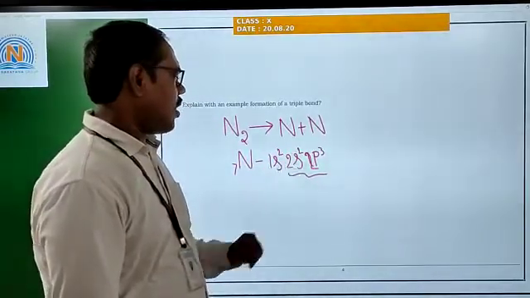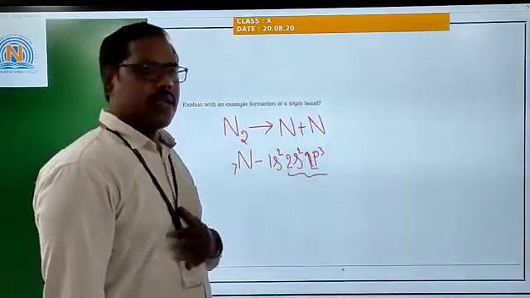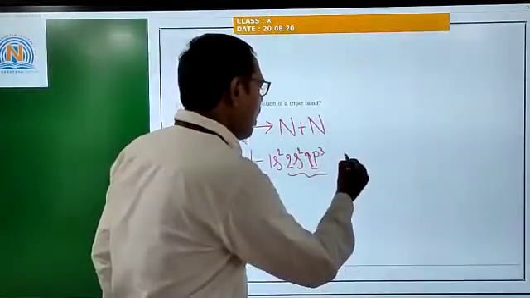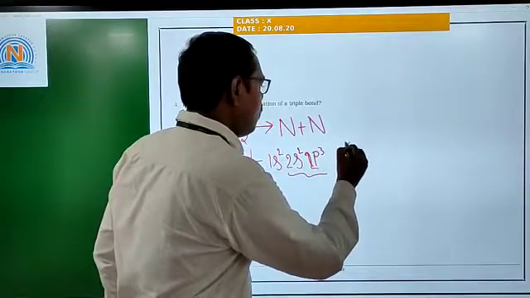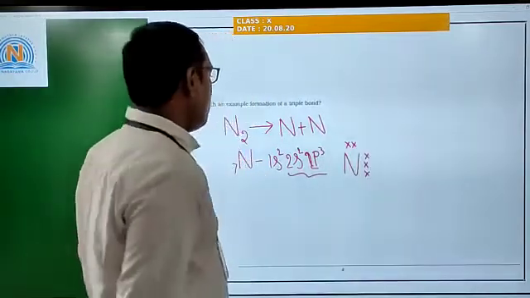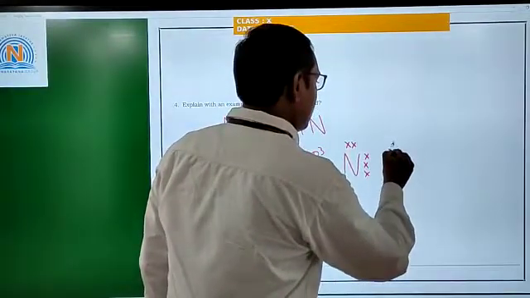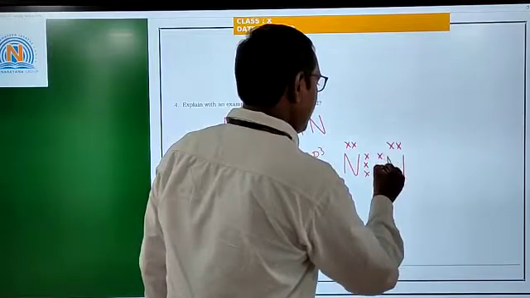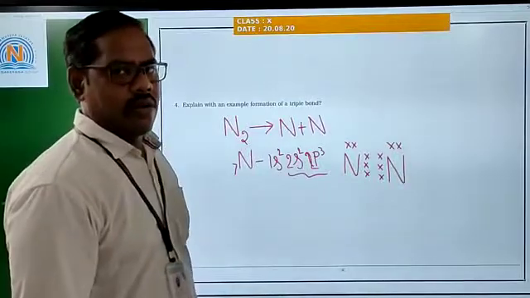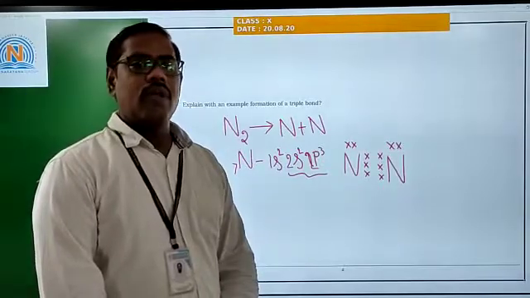Here 2 electrons are in the s orbital, 3 electrons are in the p orbital. The s electrons are paired, the p electrons are unpaired, one each in px, py, pz. So here nitrogen has 2 paired electrons, and the remaining unpaired electrons 1, 2, 3. Here 2 nitrogens are present, so we write one more nitrogen, with 2 electrons and the remaining 3 electrons. Now each nitrogen contains 5 valency electrons. To get stability, each nitrogen atom requires 3 more electrons.